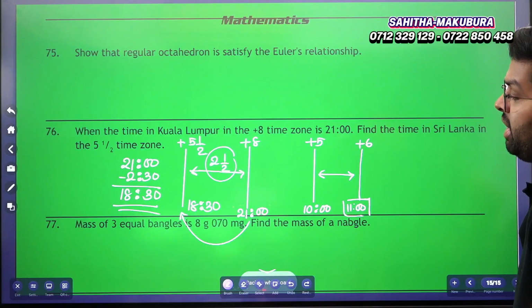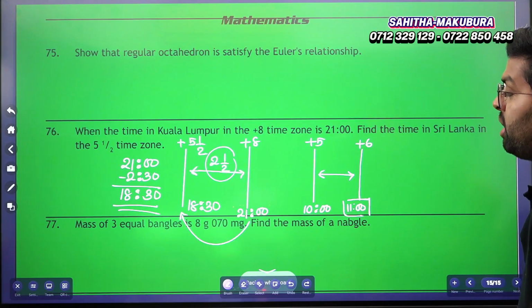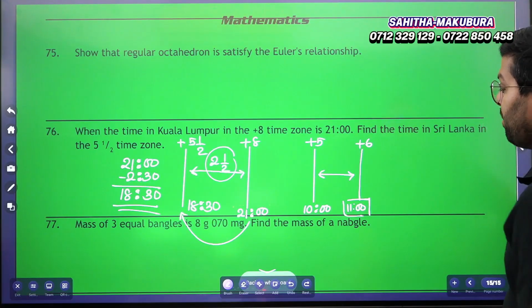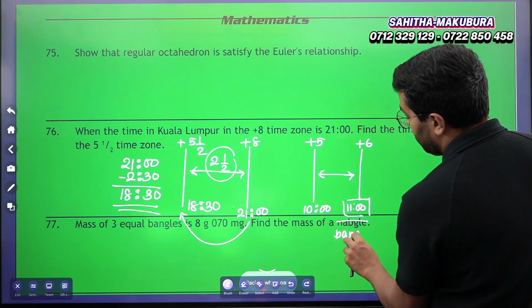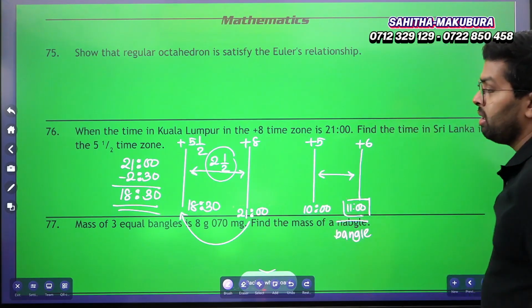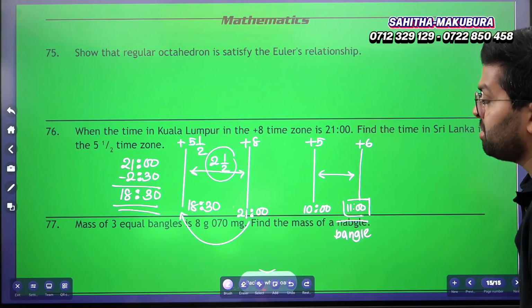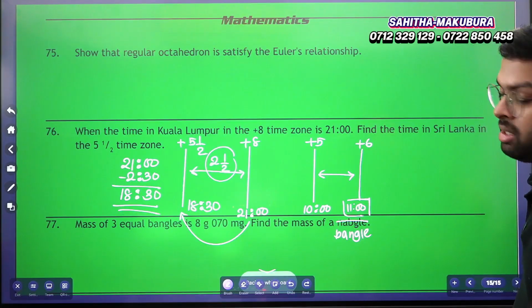Mass of 3 equal bangles. Next question, 77. The mass of 3 equal bangles is 8 grams and 70 milligrams. Find the mass of a bangle. Correct this printing mistake.